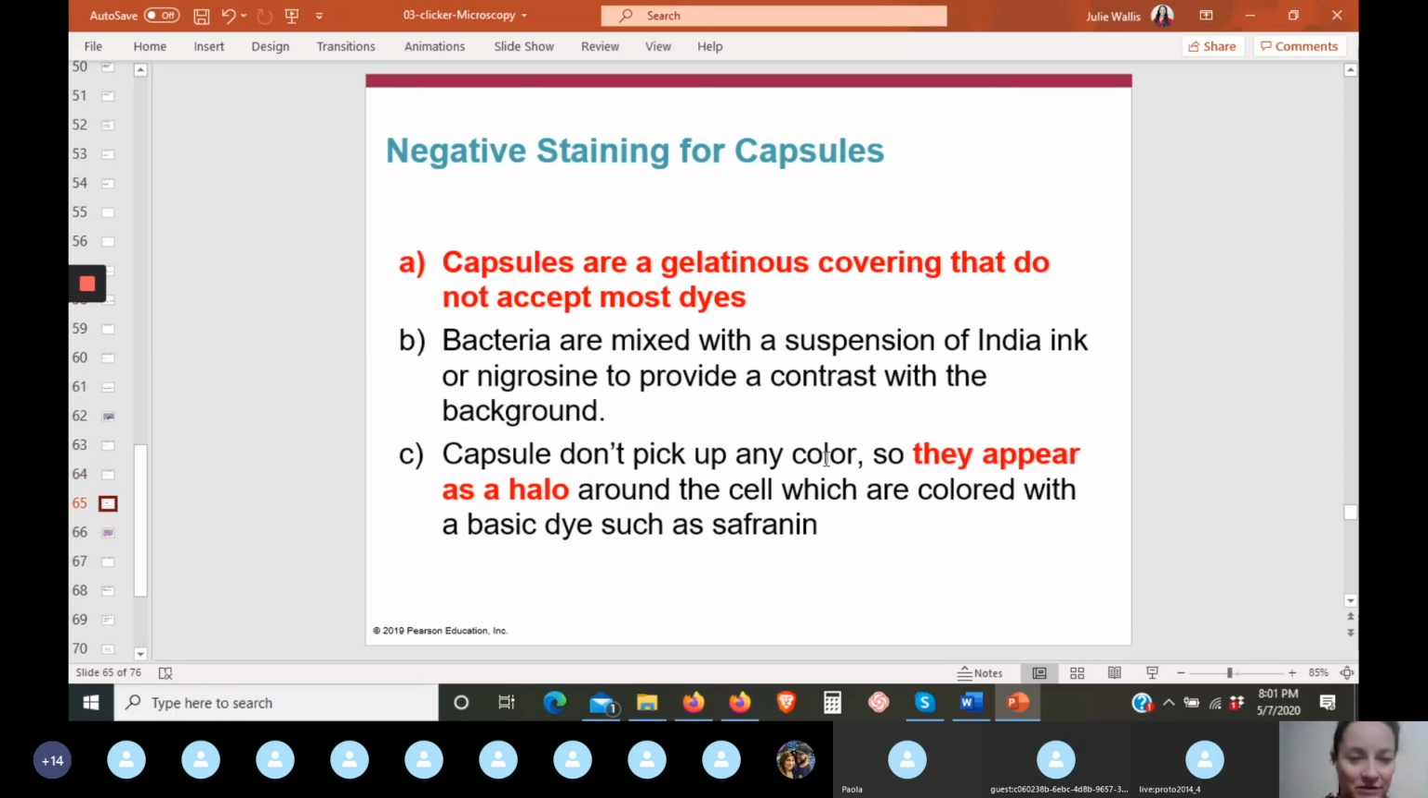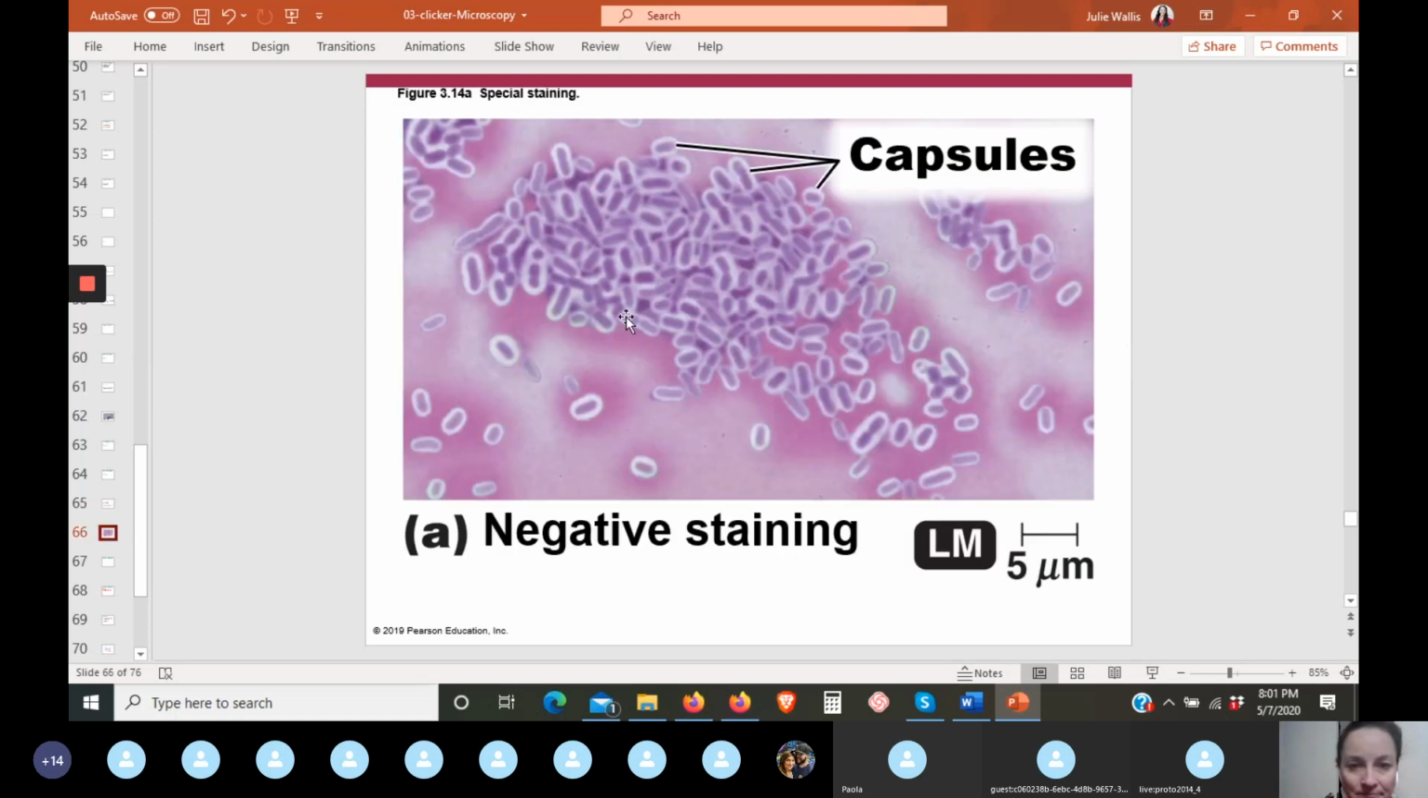This slide is basically everything that I just said. There are several different types of negative stain that can stain the background. One example is India ink or nigrosin, and they would allow it to eliminate the capsule, which looks like this.